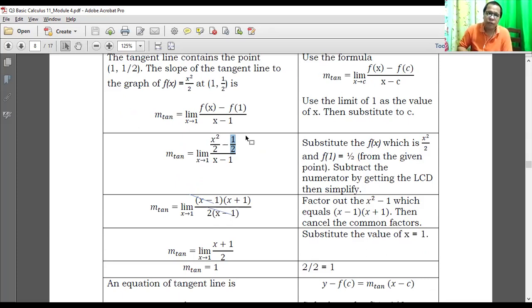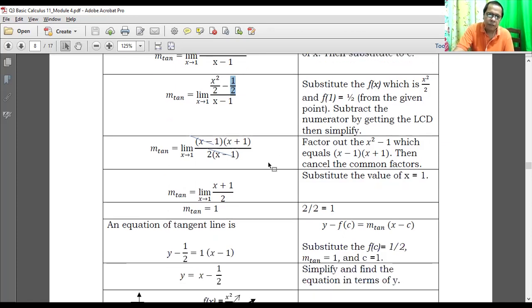It can be factored because it is a difference of two squares. So we know that the factor of x squared minus 1 is just x minus 1 times x plus 1. So here, x minus 1 and x plus 1. And the 2 goes down in the denominator, and it is multiplied by x minus 1.